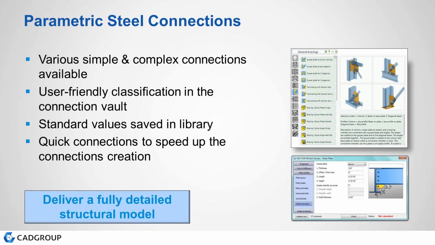Standard values saved in the library. This is what I was mentioning earlier. If you've got your connection and you get your standard values right, all you need to do is add them to the library. Once you add them to the library, next time you need to place a connection in a new project, just pick that member from the library. Simple, straightforward process.